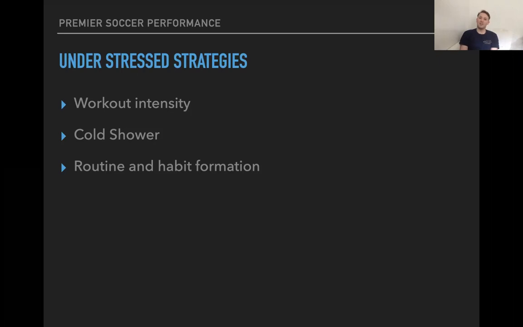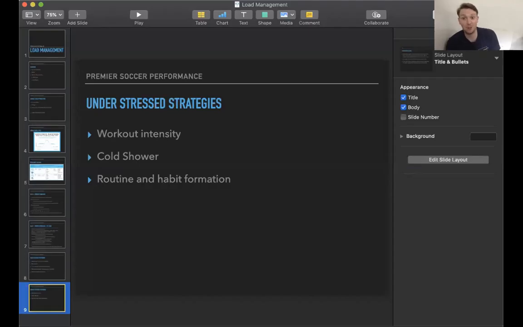Another way to develop someone's stress tolerance is through routine and habit formation. Again, harping on the habits, things that your individual athletes need to improve upon. So that's it for load management. Again, super interesting topic. We love teaching this stuff, and we love implementing this stuff.